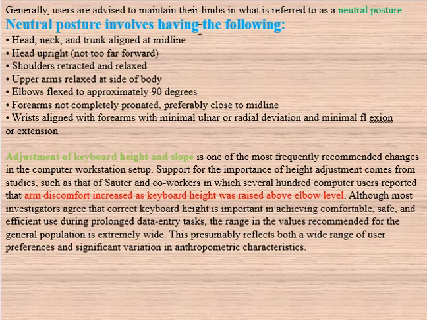Generally, users are advised to maintain their limbs in what is referred to as a neutral posture. Neutral posture basically involves the following: head, neck and trunk aligned at midline, head upright, not too far forward, shoulders retracted and relaxed, upper arms relaxed at the side of the body, elbows flexed to approximately 90 degrees, forearms not completely pronated, preferably close to the midline, wrists aligned with the forearms with minimal ulnar or radial deviation and minimal flexion or extension. This is the neutral posture that has been practiced by the students.